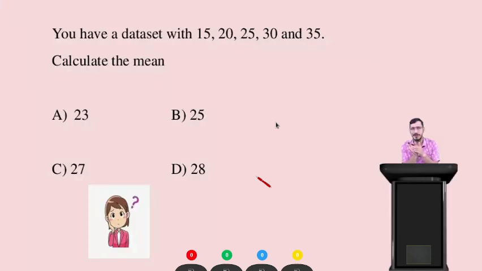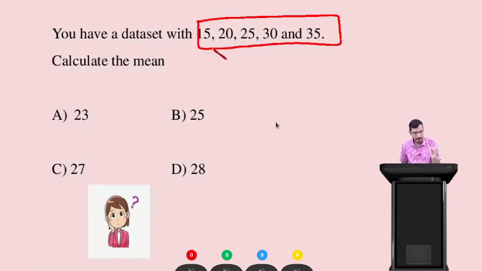Okay students, now it's question time. I have a question for you. You have a data set with 15, 20, 25, 30 and 35. Calculate the mean. Here I am giving you 45 seconds. So which option is correct here?